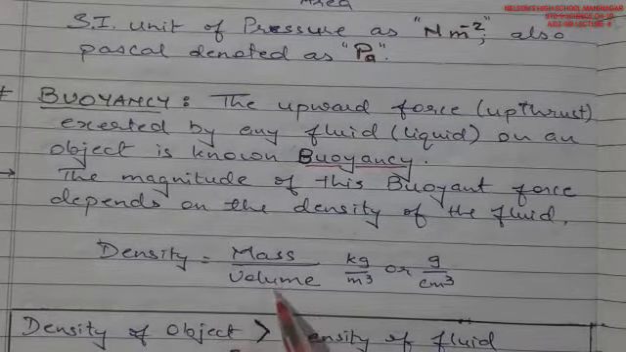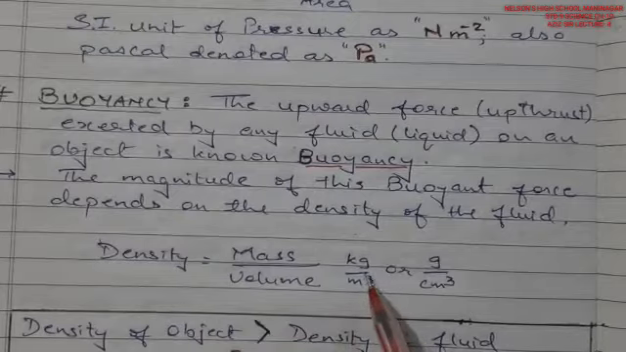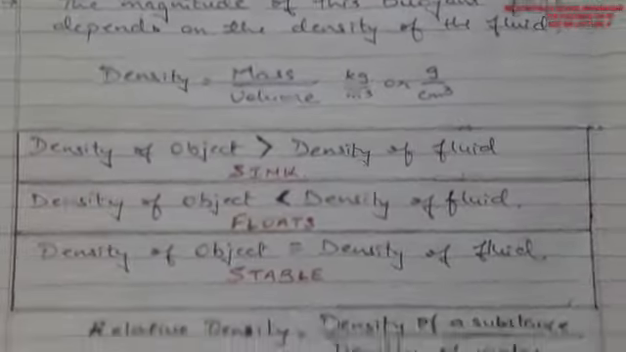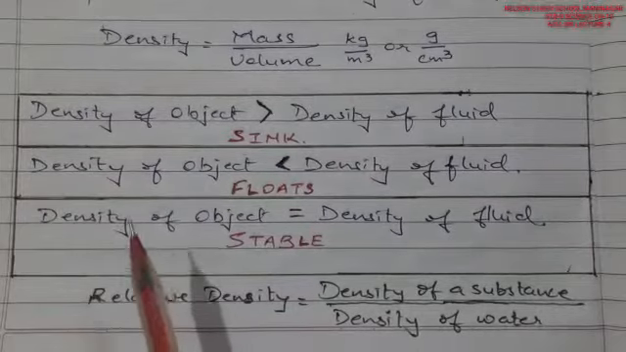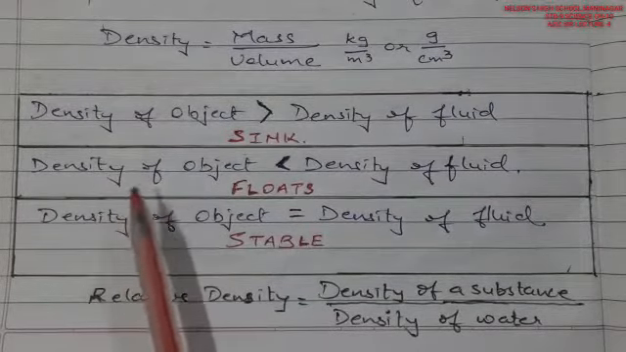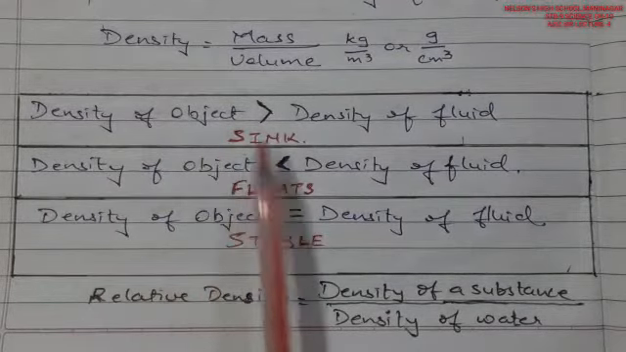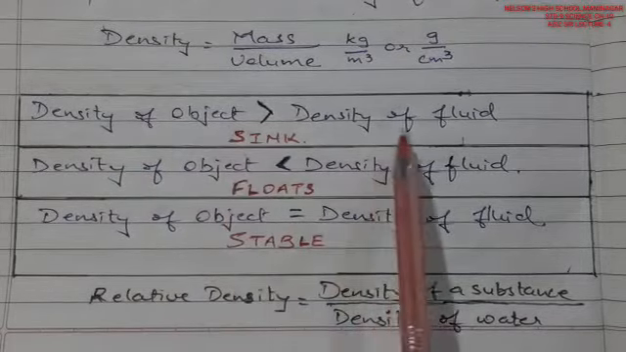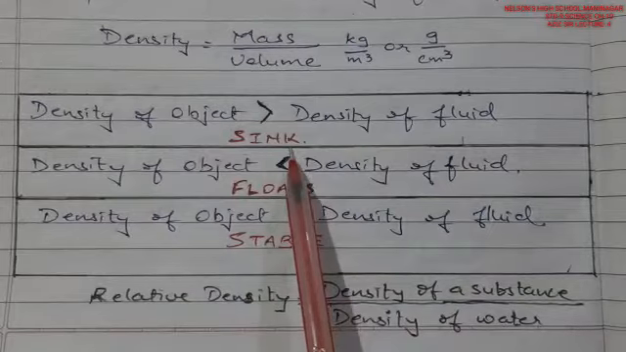The density is nothing but mass per volume, that is kg per meter cube, and grams per centimeter cube. These are the units of it. These are the three objectives of this particular thing: if the density of an object is greater than the density of the fluid, then it is going to sink inside.